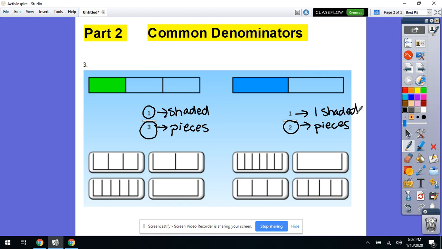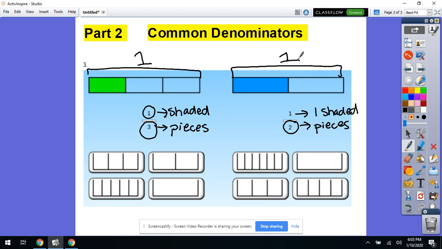Now, if I want to compare these, remember, I want the amount of pieces to be the same on both fractions. And right now, they're not. We have one that's cut into 3 and the other is cut into 2 pieces. Because remember, each bar is one whole. Let's go ahead and put that up. That's one whole, and this is one whole.